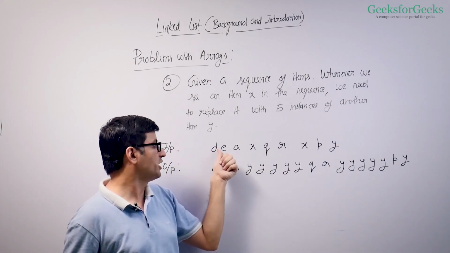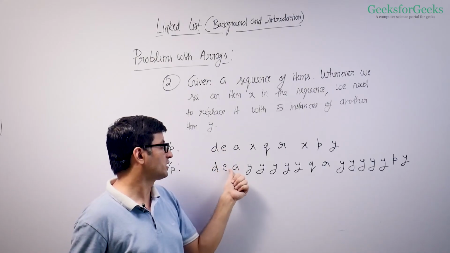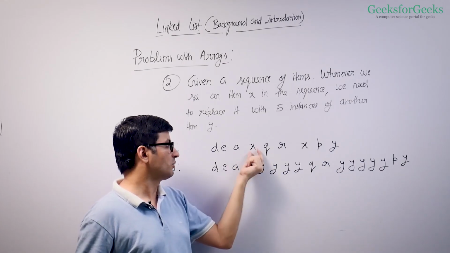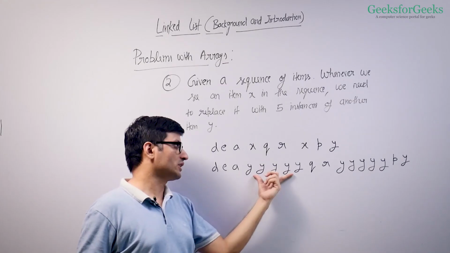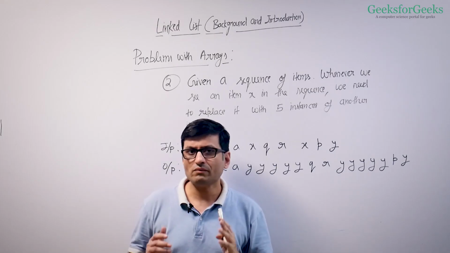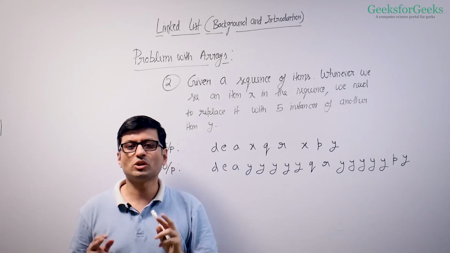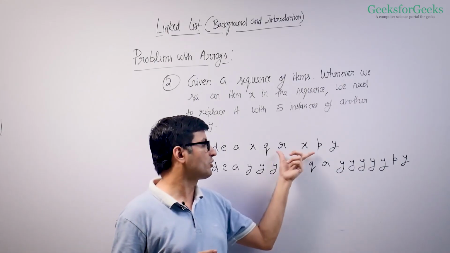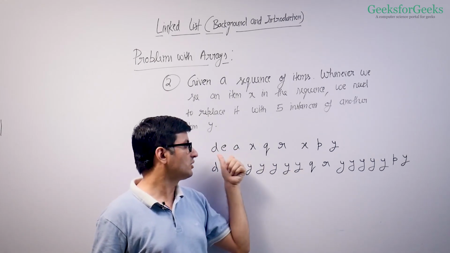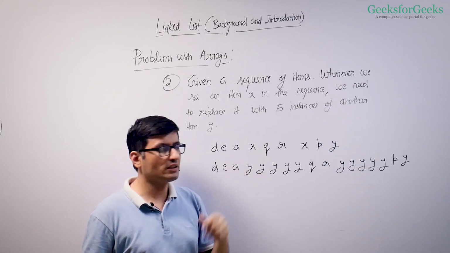So you will put D as it is into the new array, E as it is into the new array, A as it is into the new array. And then in place of this X, you will put 5 Y's in this new array. So this is one implementation. The problem with this implementation is you are doing 2 iterations. First you are counting how many X's are there. Then you are traversing the next time to replace every X with 5 Y's.